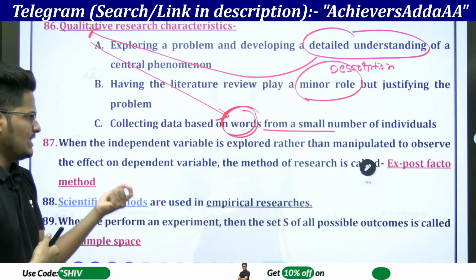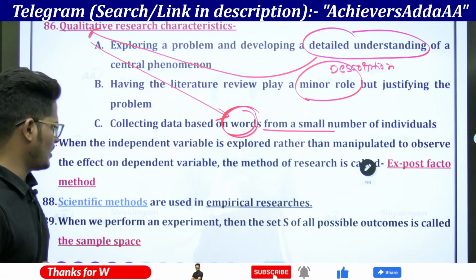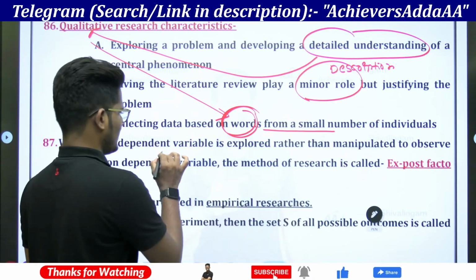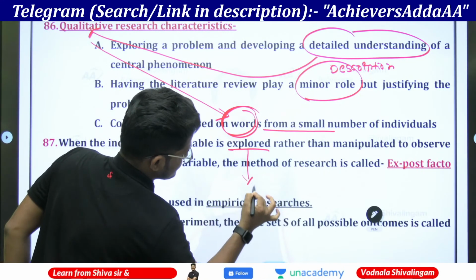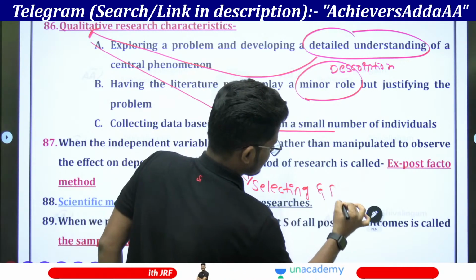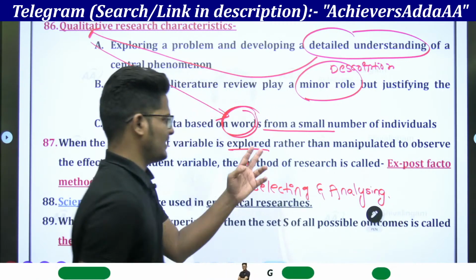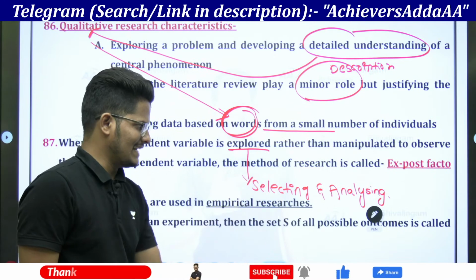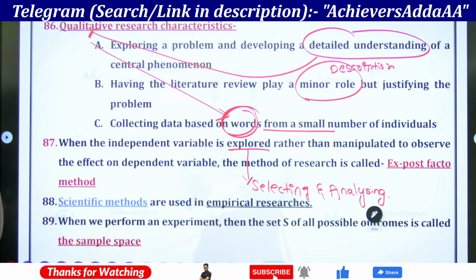Next, when the independent variable is explored rather than manipulated to observe the effect on the dependent variable, the method is ex post facto method. Here the independent variable is not manipulated, we are not changing it. We are just exploring, meaning we are selecting and analyzing in depth, because this is an event that has already happened. You cannot manipulate the variable in ex post facto. You can only select and explore by analyzing more in depth.